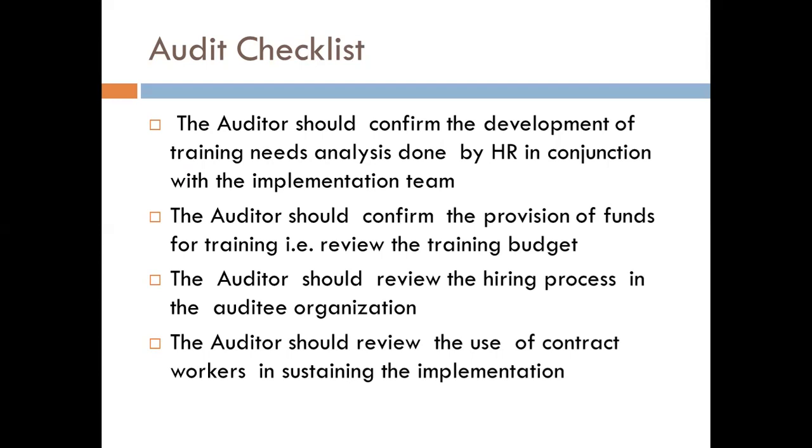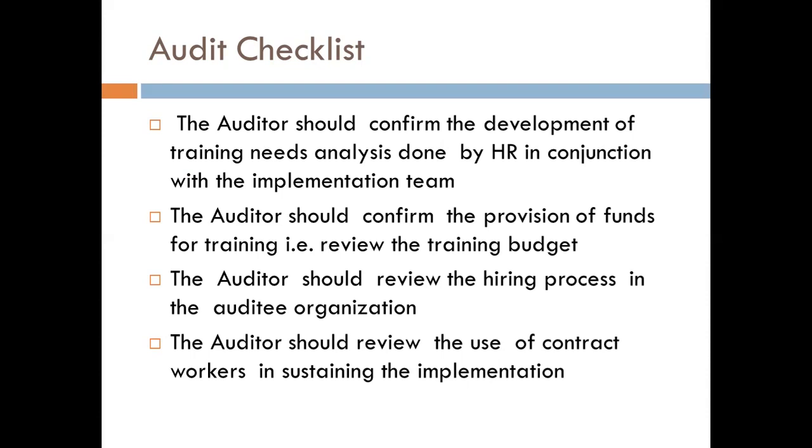That is, you can review the training budget. So the auditor wants to check whether the training budget exists and whether it is sufficient or adequate, as the case may be. The auditor should review the hiring process in the auditing organization. We have said that one of the ways we get competent people is through recruitment. So the auditor may want to get objective evidence that the recruitment process is okay.